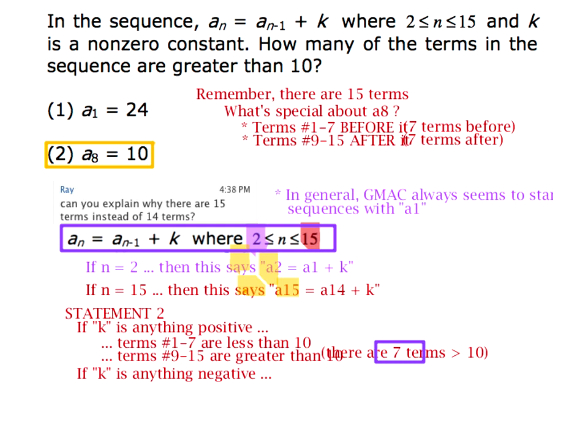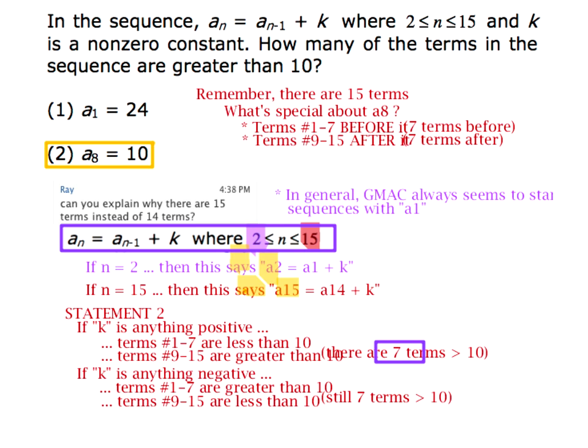Yeah, if k is negative, that just means you're going down instead of going up. So if k is anything negative, then terms 1 through 7 are greater than 10, and terms 9 through 15 are less. So there are still 7 terms less than 10.